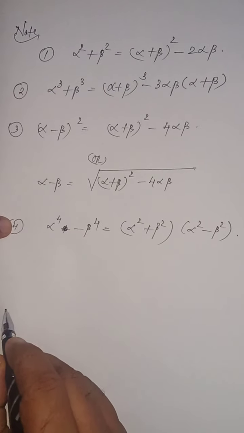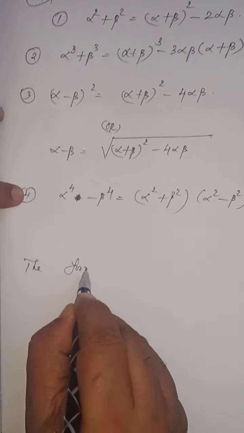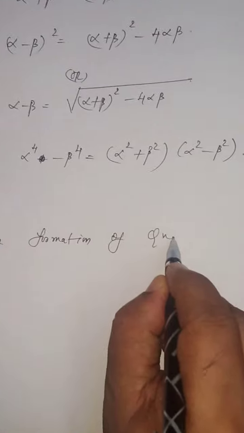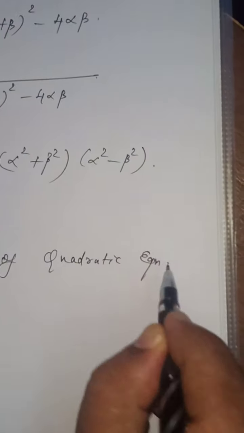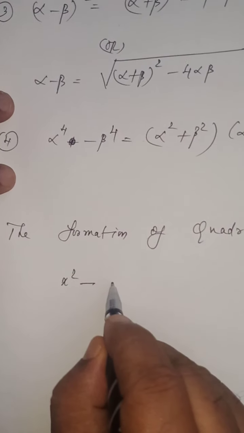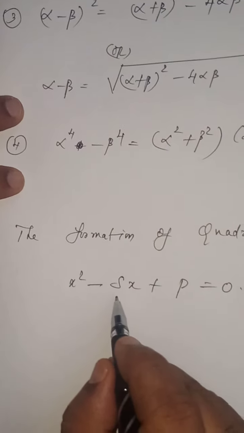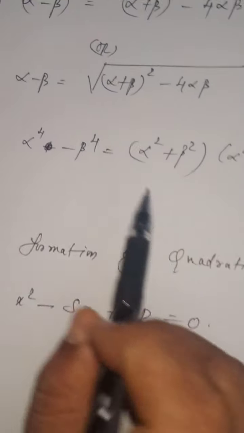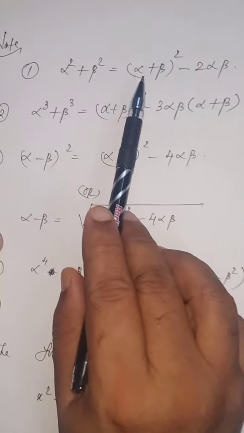Then the formation of quadratic equation: x squared minus sx plus p equals 0. S refers to sum of the roots, p refers to product of the roots. Okay, so each and every identity is in terms of alpha plus beta and alpha beta only.